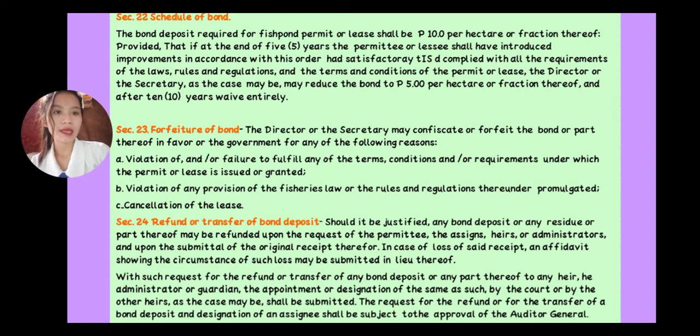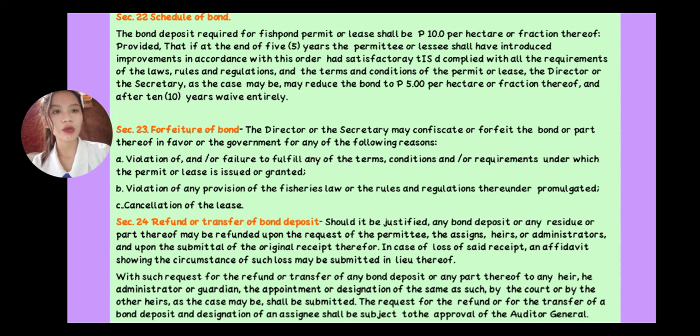it is complied with all the requirements of the laws, rules and regulations, and the terms and conditions of the permit or lease, the director of the or the secretary, as the case may be, may reduce the bond to 5 pesos per hectare or fraction thereof, and after 10 years waive entirely.